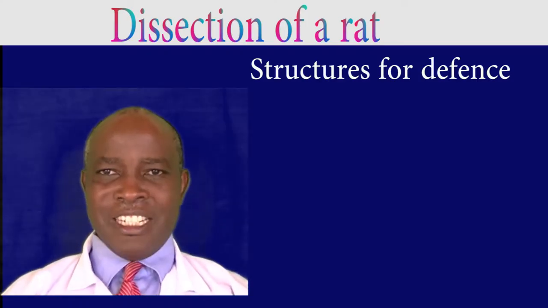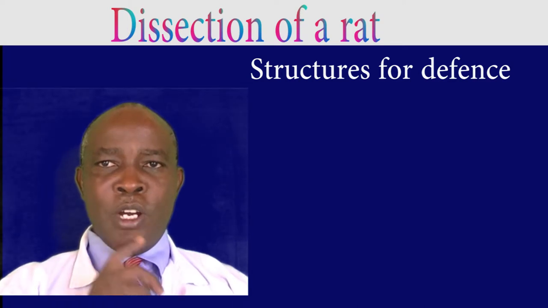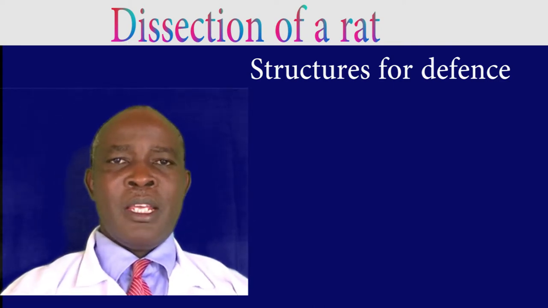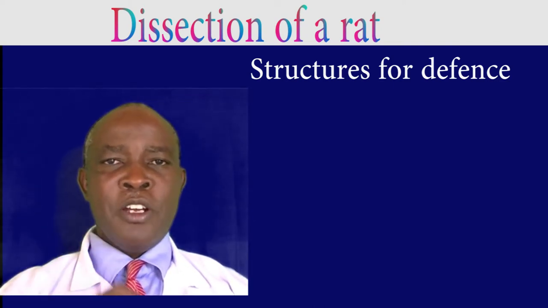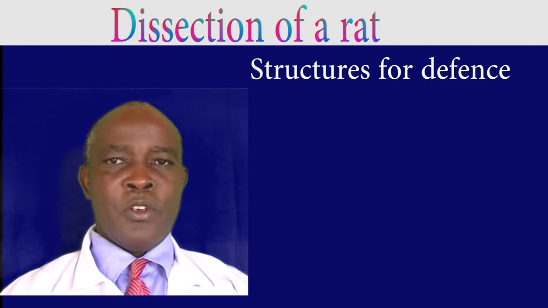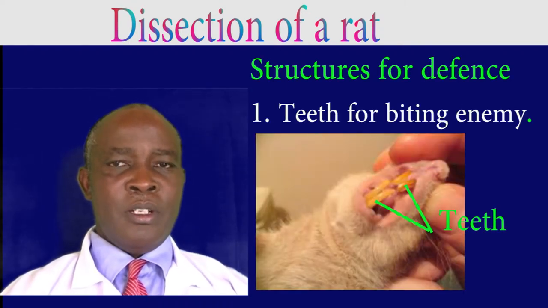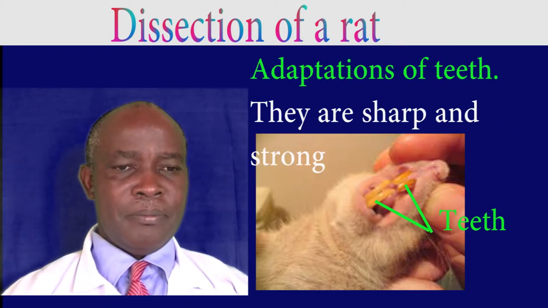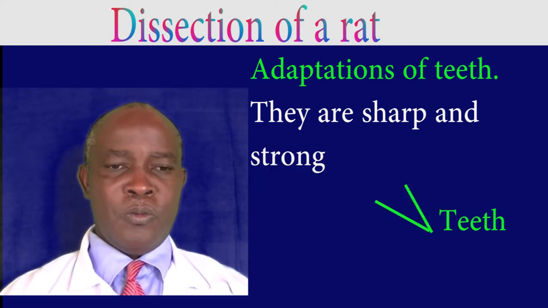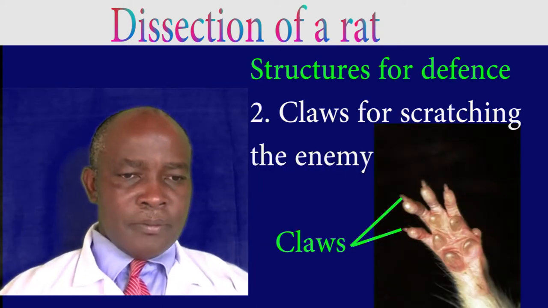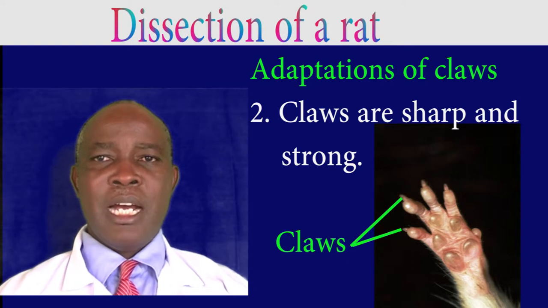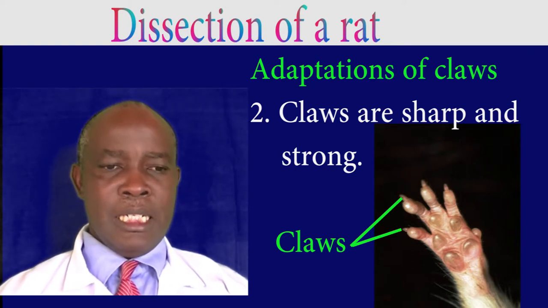Structures for defense. The question may require that you give structures for defense and also give the adaptation of the structures to their functions. The first structure is teeth for biting the enemy. Adaptation: they are sharp and strong. Claws for scratching the enemy. Adaptation: they are sharp and strong, they don't break easily.